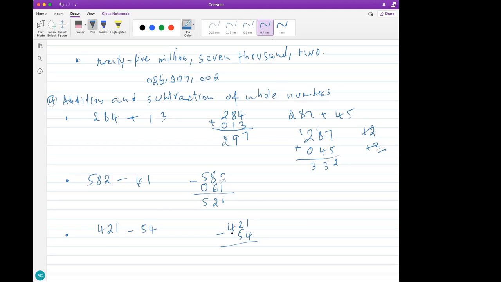You borrow from the 4 and it becomes 3. And then you put 1 at 2, it becomes 12. Okay, that's one way to do it. That's the way I learned it myself. Here they do it a little differently. So instead of borrowing from here, we can now borrow from this one.